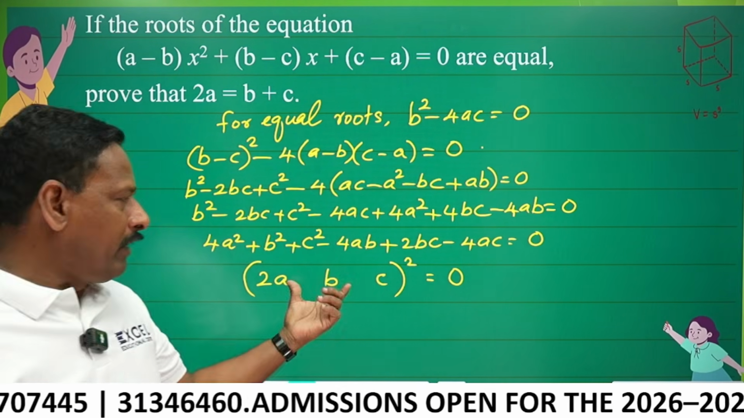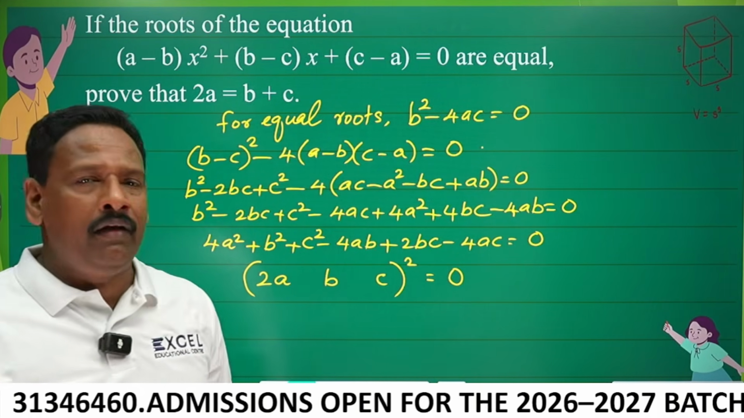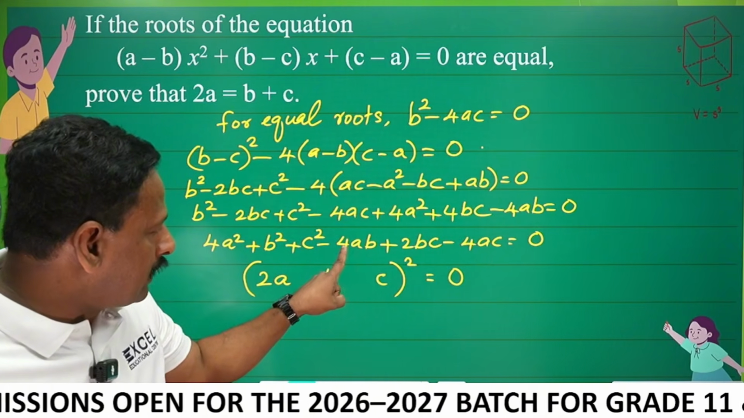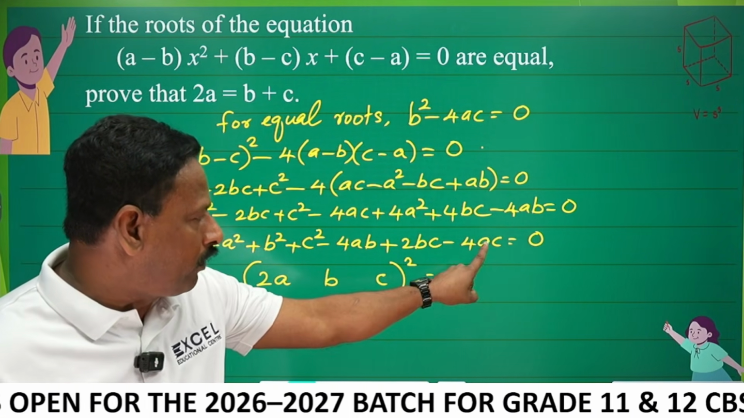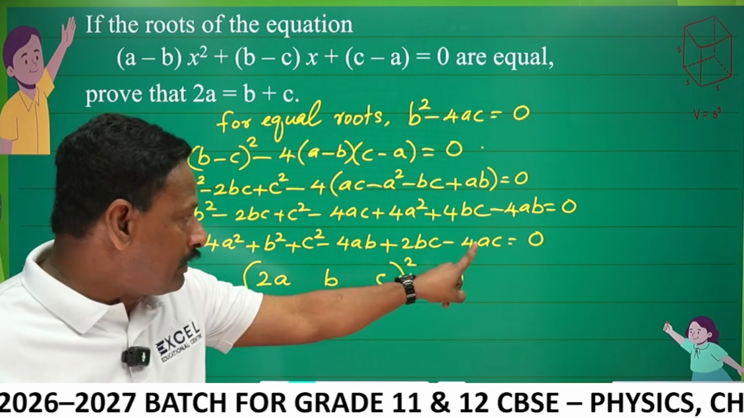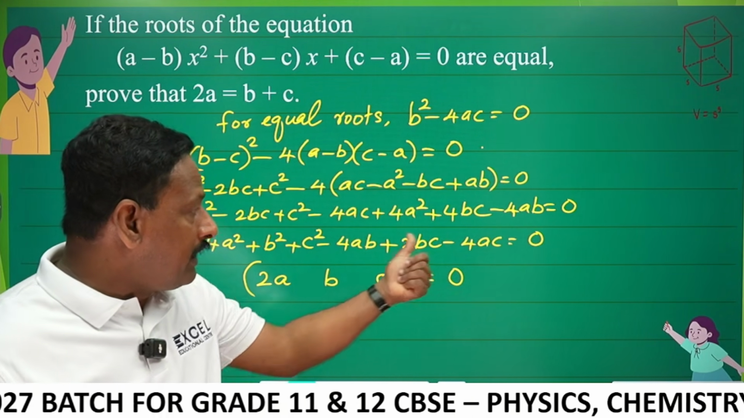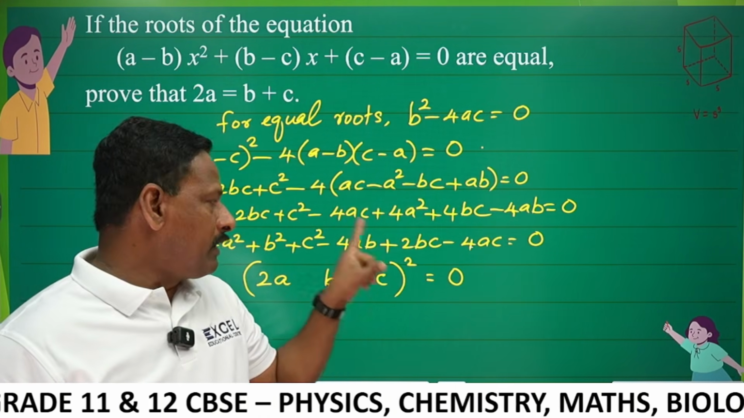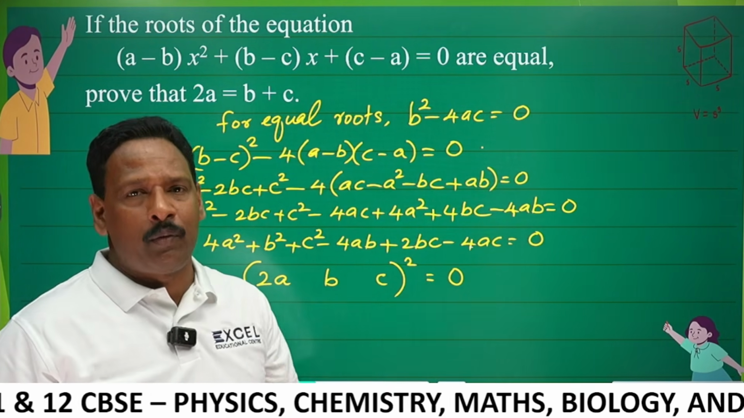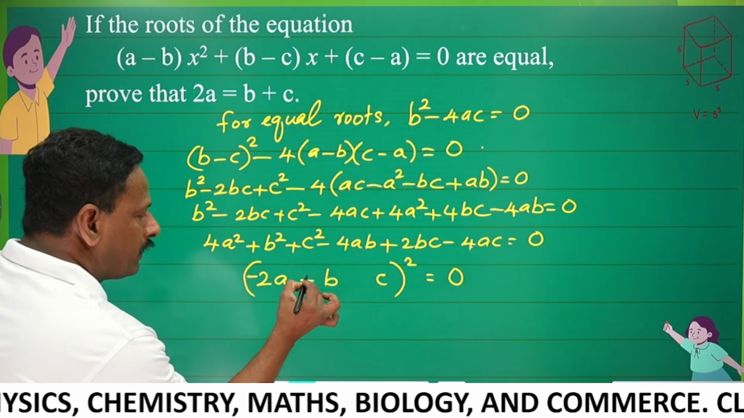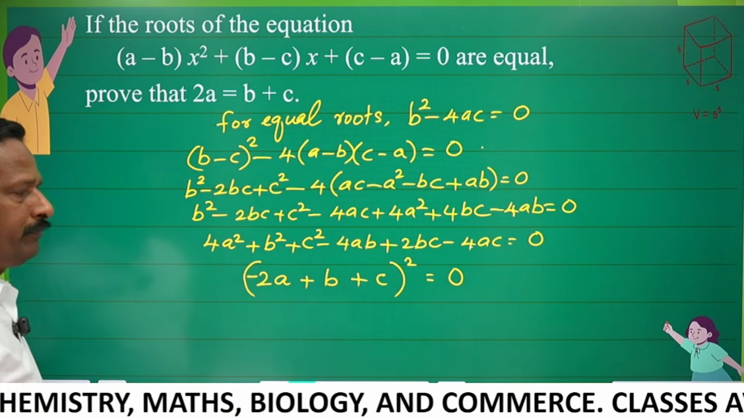In order to identify what sign comes in between, we have to check the negative terms here. The negative terms are negative 4ab and negative 4ac. So we have to identify what is common in these two. Here you can see a is common, right? If a is common, then that means this a term will be negative, and all other terms will be positive.